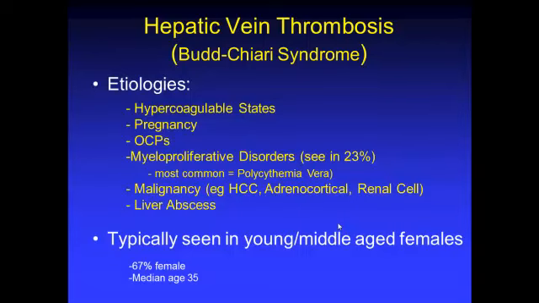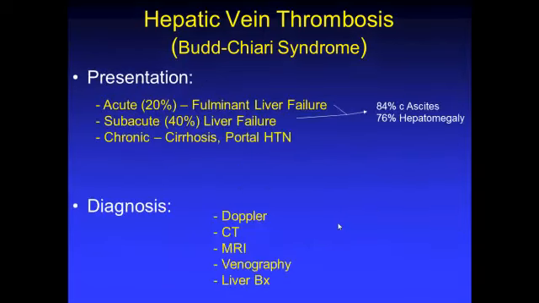67%, or two-thirds, of patients that have this are female with a median age of 35. And these present with liver failure. 20% will present with fulminant liver failure that may require acute liver transplantation in order to avoid mortality. 40% present with a more subacute presentation. The most common manifestations of this in both instances being ascites and hepatomegaly. There's a chronic presentation which presents with the more long-term issues of liver failure, of cirrhosis and portal hypertension.